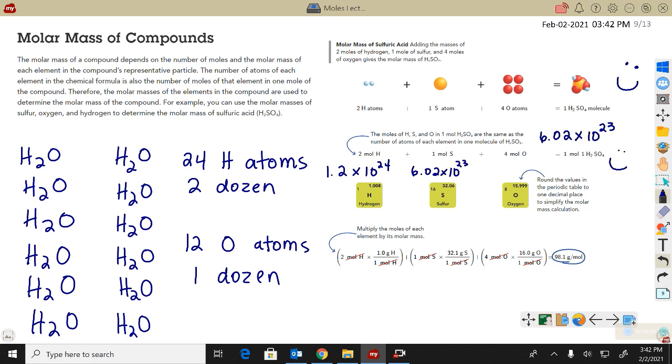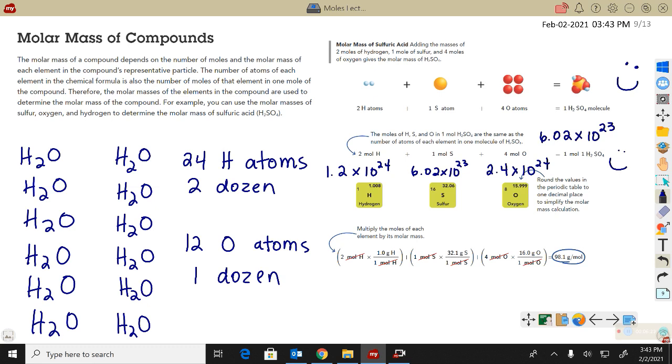Awesome. And then 4 moles of oxygen atoms. So if I kind of estimate, 4 times 6 is 24. So like 24 times 10 to the 23rd, or 2.4 times 10 to the 24th oxygen atoms. So in a compound, we can look at the overall structure of the molecule, or we can break it down by each individual element.